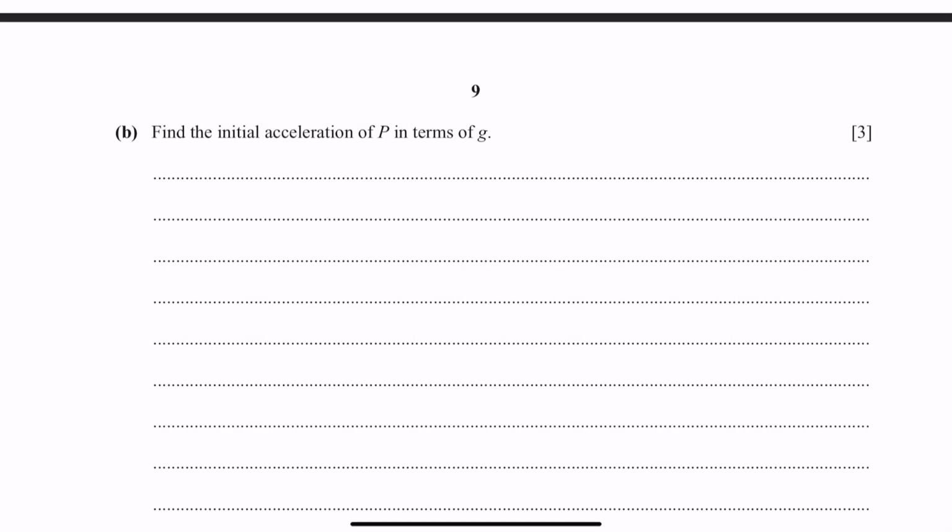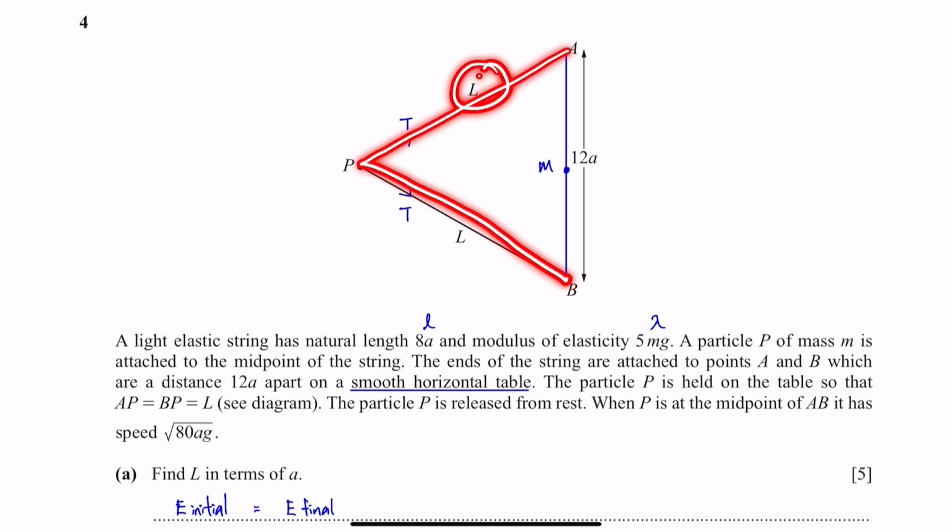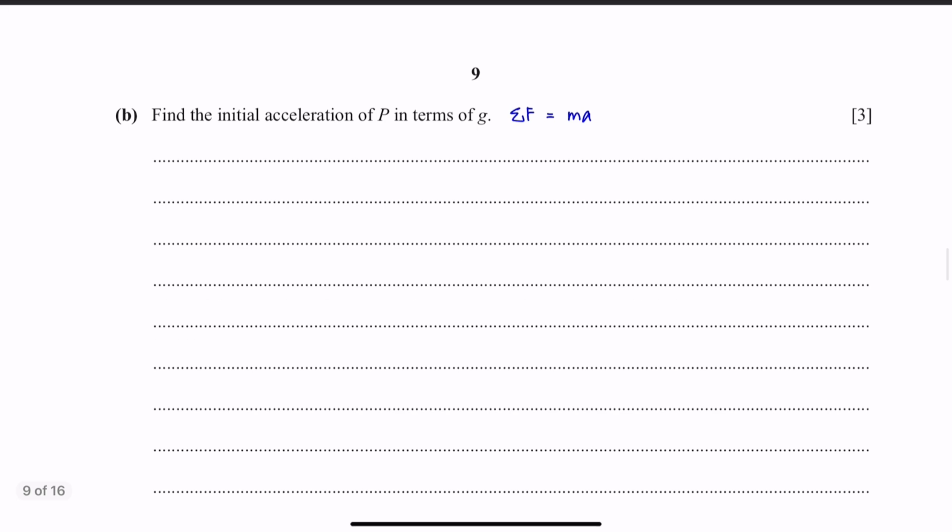Part B. To find the initial acceleration of P, we can use this equation, where the resultant force equals mass times acceleration. So we will need to see which forces are there. We know that there's a tension force here and another one here. And these two forces have the same value because it's the same string and the lengths here are the same. So let's find the value of T.